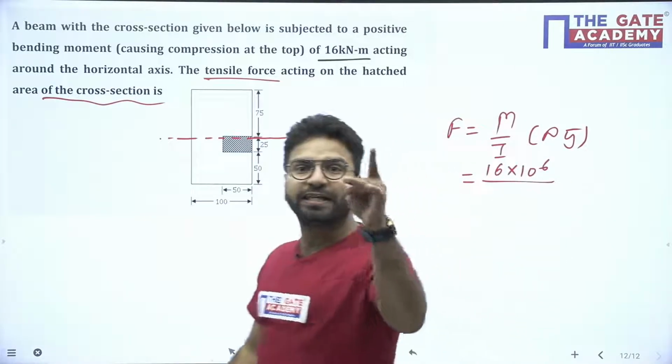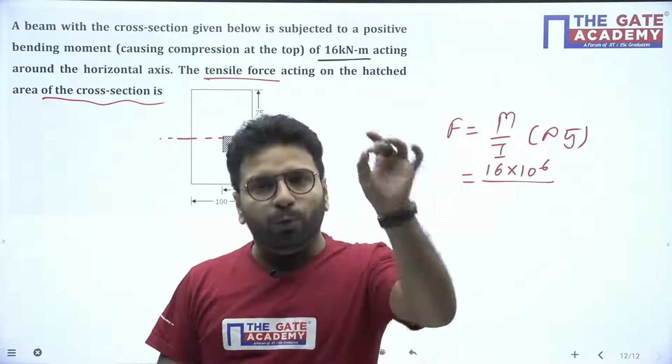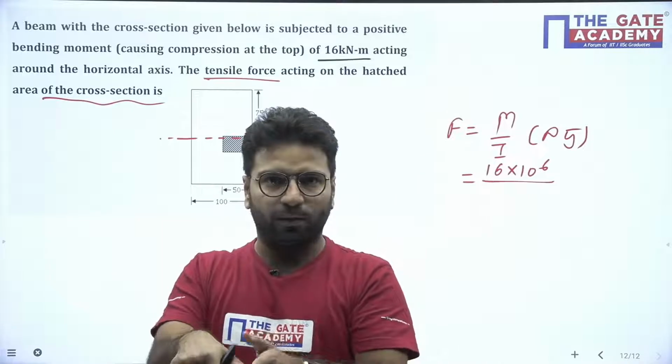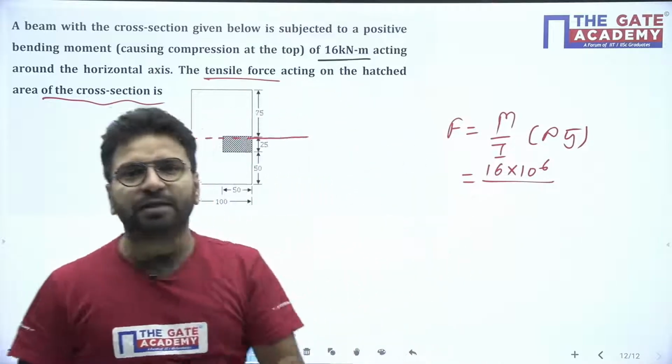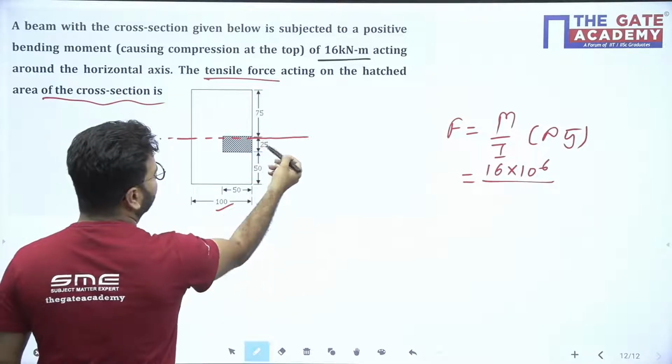What is I here? I is the moment of inertia about the neutral axis of the whole section. It's the complete moment of inertia about the neutral axis. So what is the section dimension? 100 into 75, 25, 50.